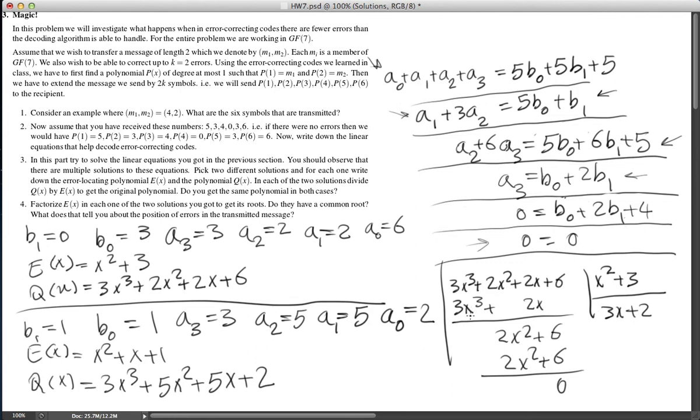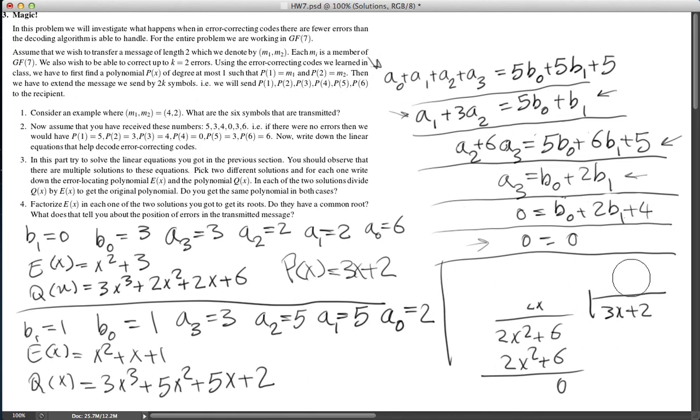So the polynomials were divisible, in fact, and q of x divided by e of x, which gives us p of x, was just 3x plus 2. Okay. Alright, so far so good. Let's do the other one.